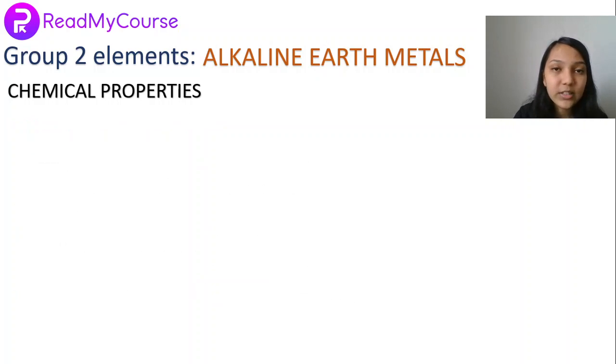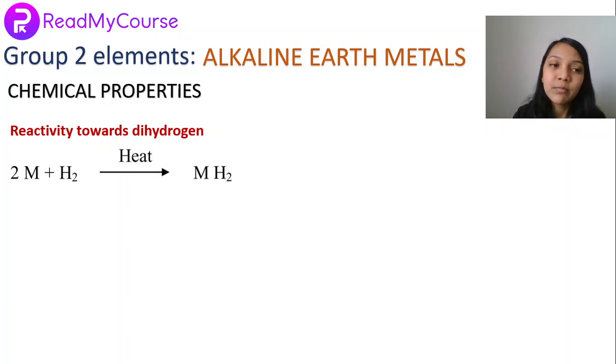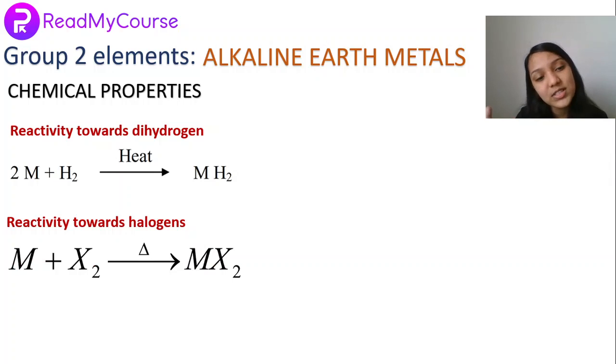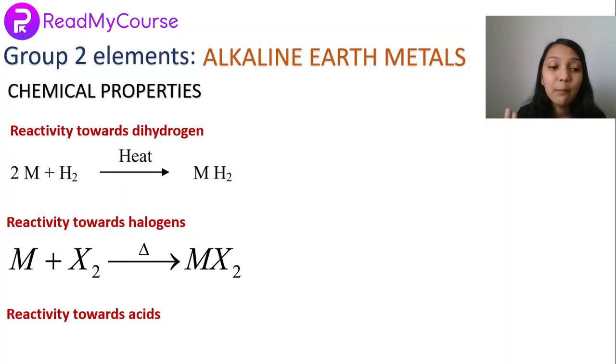Fine. And talking about the chemical properties of the alkaline earth metals, first we'll discuss the reactivity towards dihydrogen. It's a similar thing. Alkaline earth metals react with dihydrogen and form the respective metal hydrides. Yes, under heat, at quite high temperature. Fine. And reactivity towards halogens: they react with halogens in the presence of heat and form metallic halides. Usually these are ionic halides, but in the case of beryllium, we'll see the other case. Fine, we'll discuss it.